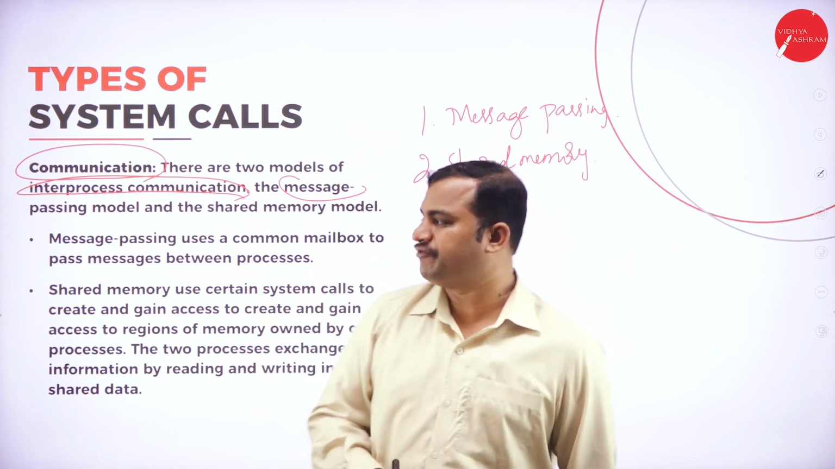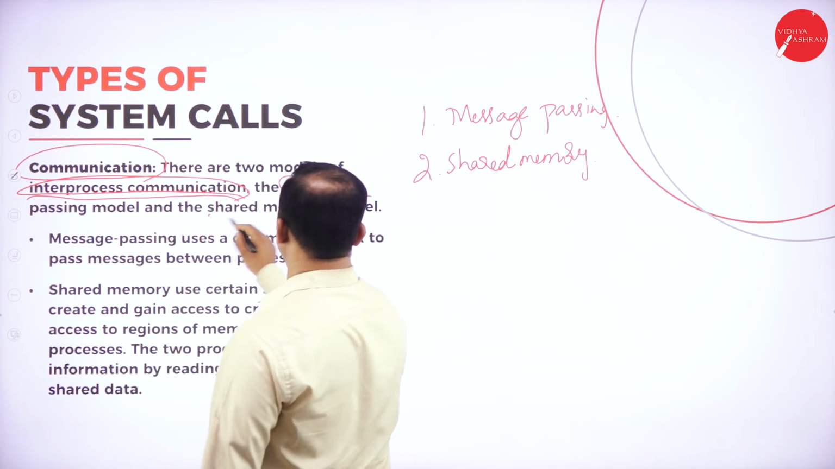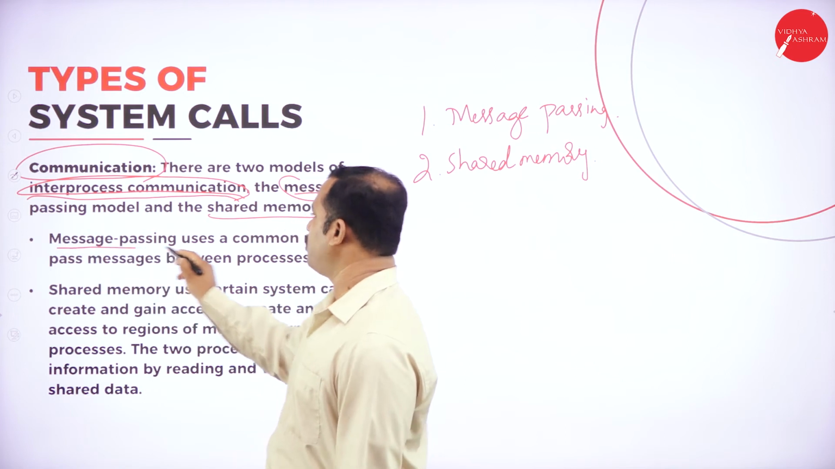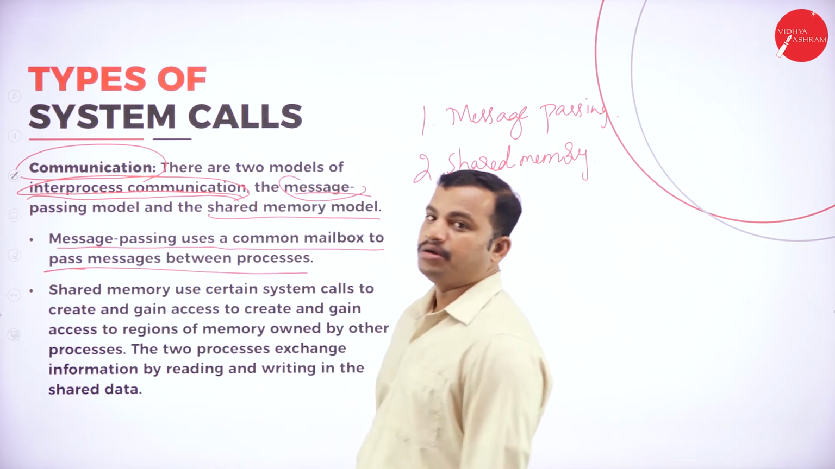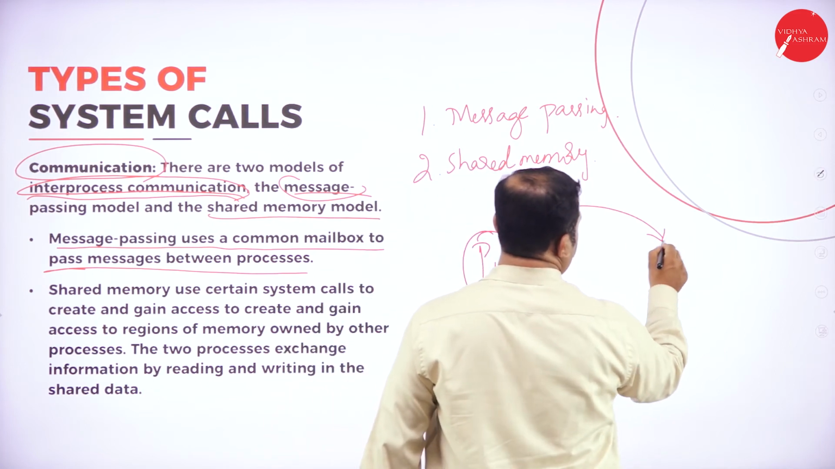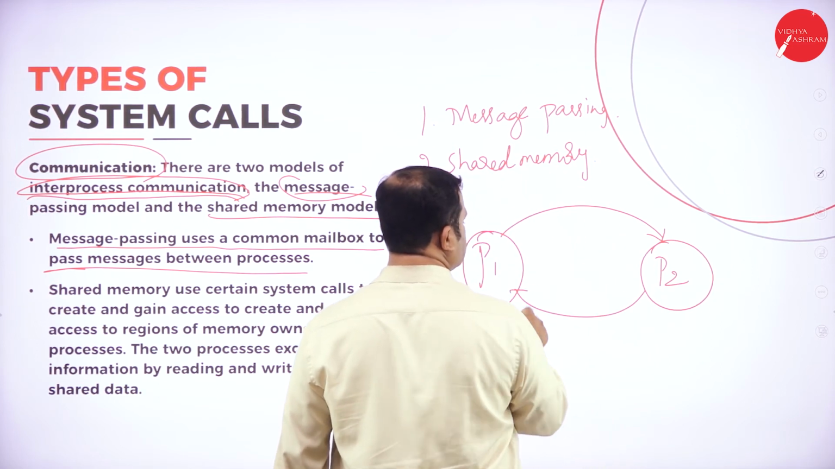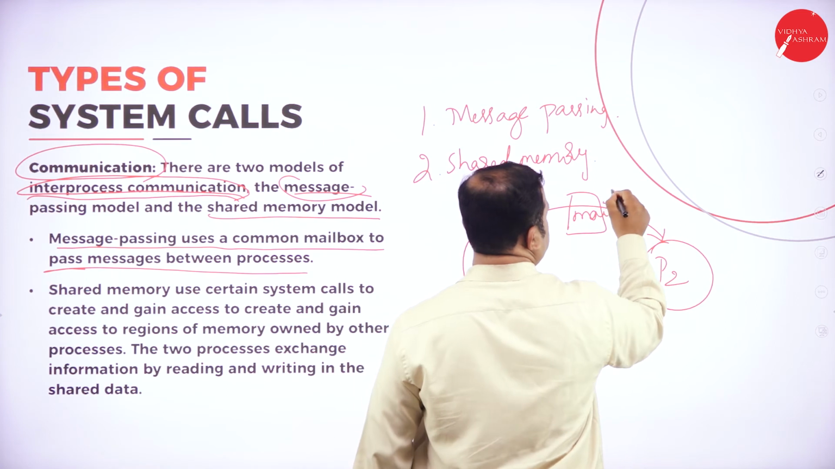So these are the two different types of inter-process communication, the message passing model and the shared memory model. If I move on to the message passing model, it uses a common mailbox to pass messages between processes. That is process P1 and process P2. Between P1 and P2, messages are exchanged. How are the messages exchanged? In the form of a mailbox.